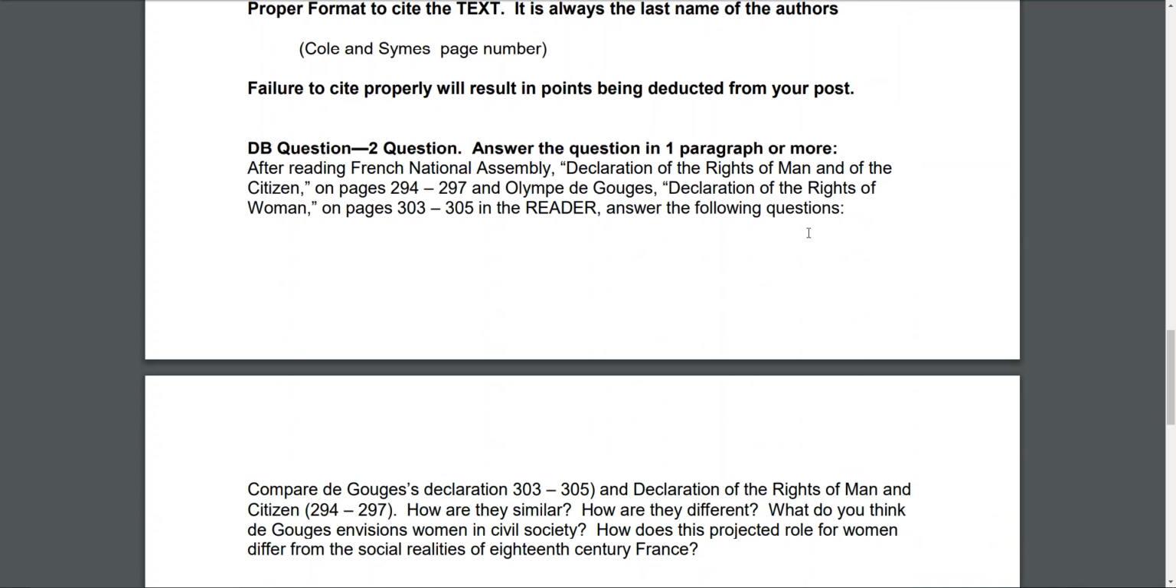And then the second question is going to deal with the reader. So I want you to look in two different sections. The first is the Declaration of the Rights of Man and of the Citizen. And then the Olympe de Gouges Declaration of the Rights of Women. So I want you to look at these two, okay? One written by the French Assembly and the other by a particular person. How are these two documents similar? How are they different? Okay, so we're looking at similarities and differences.